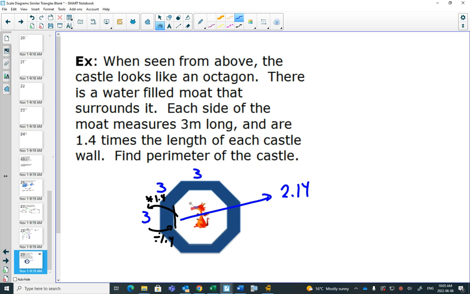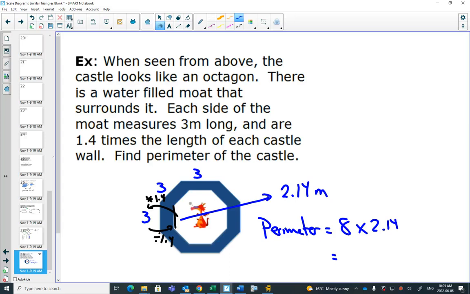Wait, couldn't you do it at the end though? Like times 3 by 8 and then you get 24 and then you divide by 1.4? You could. So I figured out one side, and then the perimeter would equal 8 times 2.14. So I go to my calculator, I go times by 8.